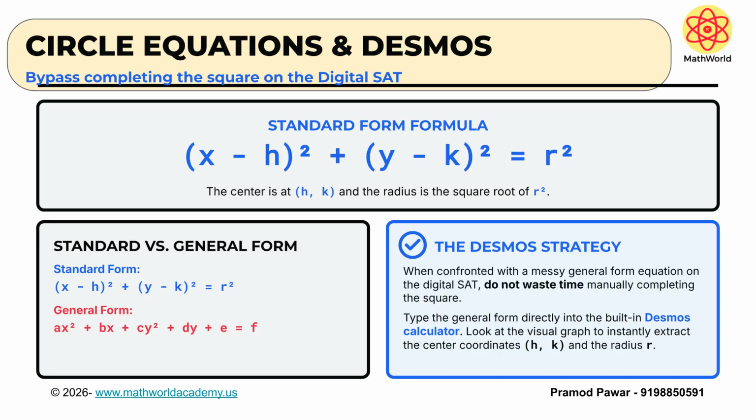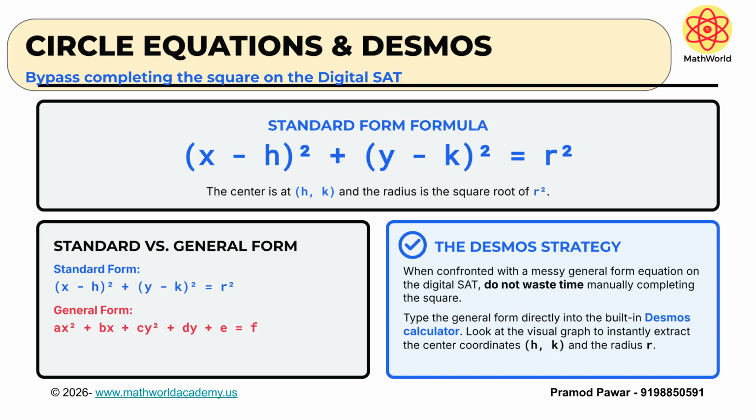All right, let's talk circle equations. 2 huge traps to watch out for here. First, always watch your negative signs in the standard form. Second, remember that the right side of the equation is the radius squared, not the radius itself. If that equation equals 8, your radius is the square root of 8.